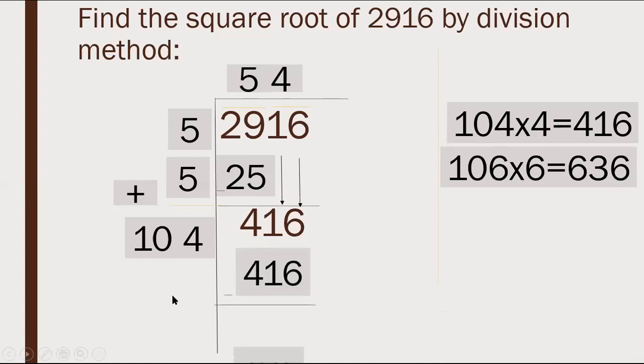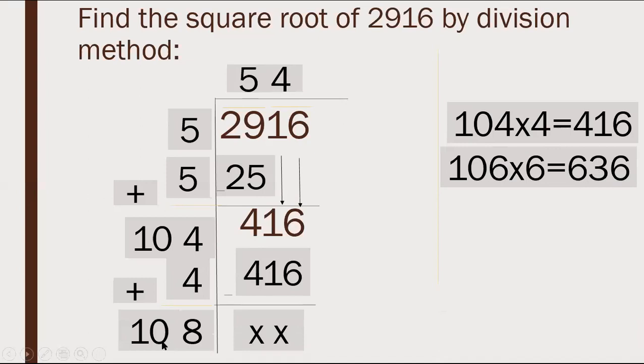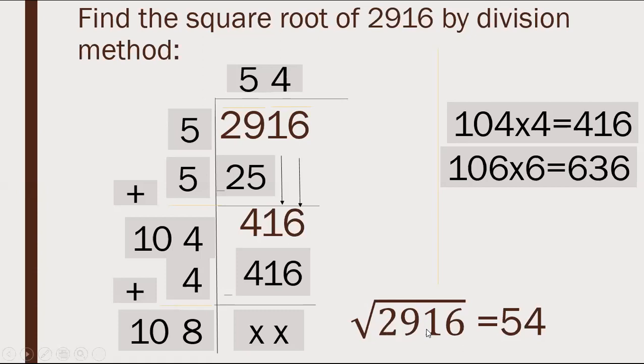And what about the left hand side? Here we have to add 4. Why? Because 4 is multiplied here. So we take the number 4. 4 plus 4 is 8 and 10 will be copied as it is. So the square root of 2916 is 54.